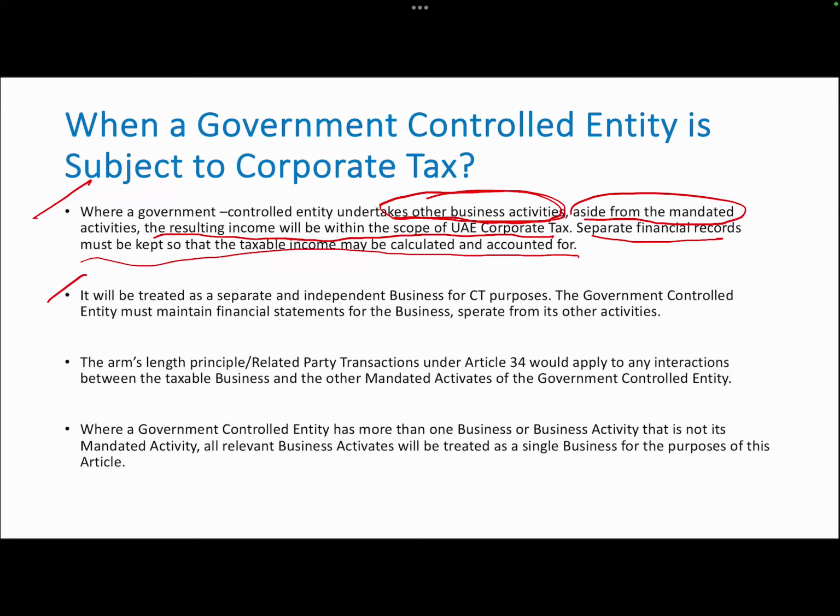The government controlled entity must maintain financial statements for the business separate from its other activity. Again, any transaction which happens between the entities, then again you're exposed to the arm's length principle. Related party transactions, which we will be speaking more about under Article 34. Where a government controlled entity has more than one business and that is not mandatory activities, then again you may elect for a single taxable, that means you can try to form a tax group.